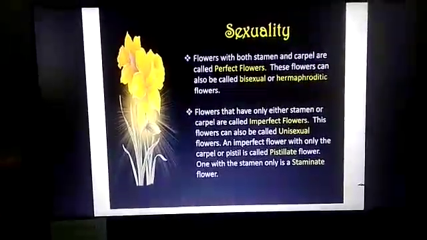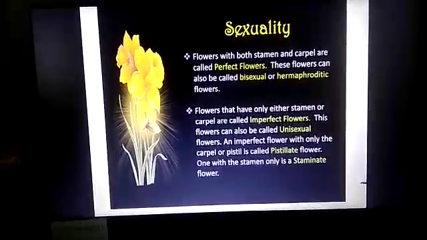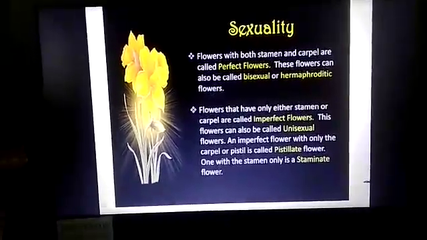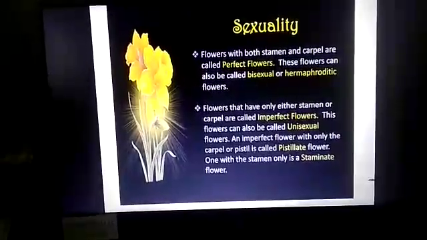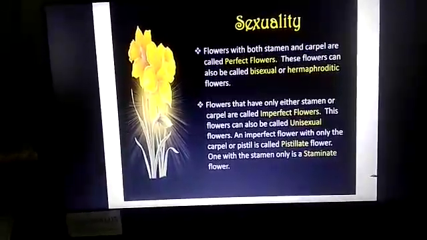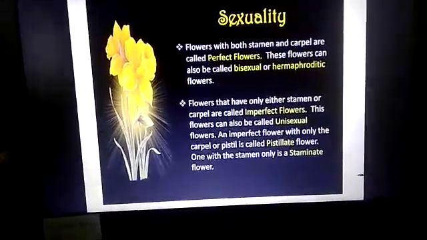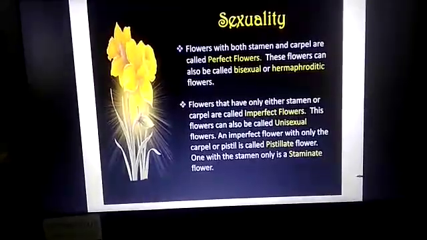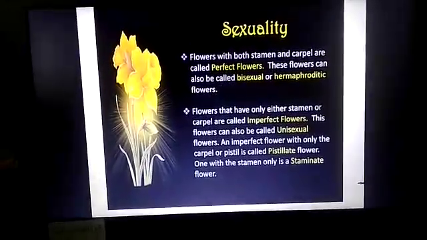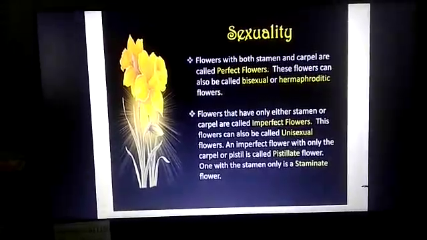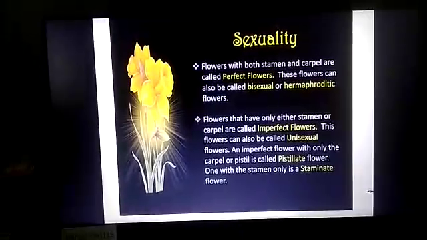A flower which contains both stamen and carpel in one flower is called a bisexual flower, hermaphrodite, or just a perfect flower. A flower which has only one of these parts, that is only stamen or only carpel, is called a unisexual, incomplete or imperfect flower. For example, papaya and palm.